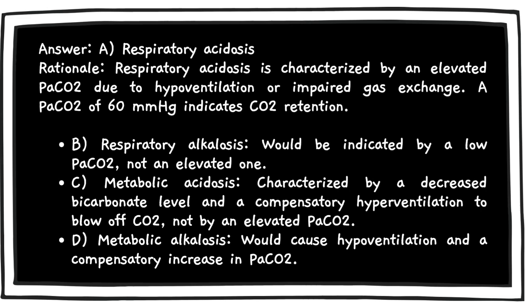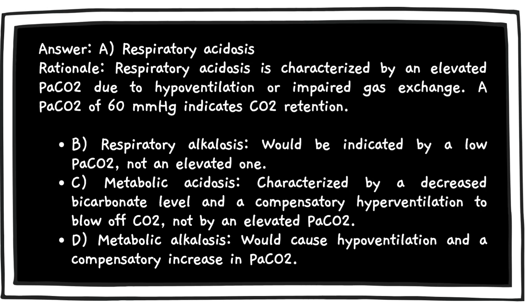The rationale for this answer is that respiratory acidosis is characterized by an elevated PaCO2 due to hypoventilation or impaired gas exchange. A PaCO2 of 60 millimeters of mercury indicates CO2 retention. So here we see this patient is retaining CO2 because the normal level for CO2 is 35 to 45 millimeters of mercury. So here we have retention, usually due to hypoventilation, but the question shows us that the patient is hyperventilating or tachypneic. And this is a compensation mechanism for patients that are retaining CO2. They kind of breathe fast to try to blow it off.